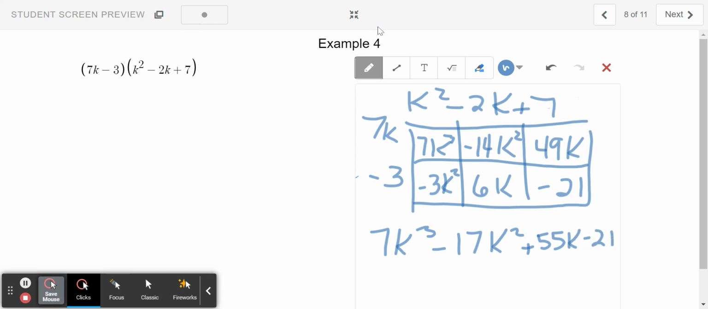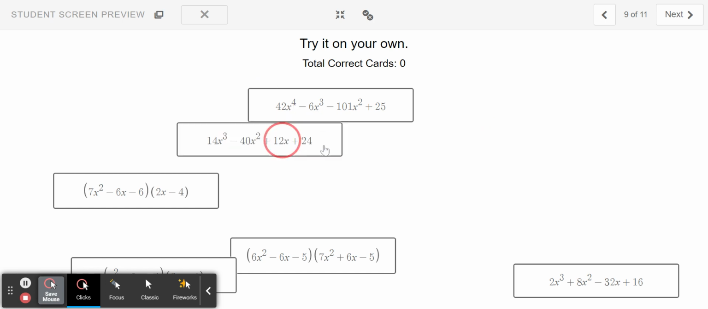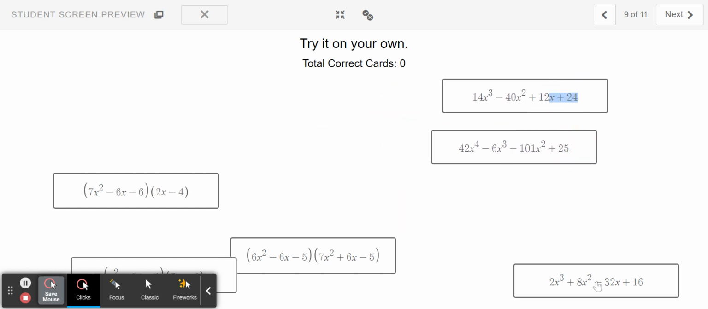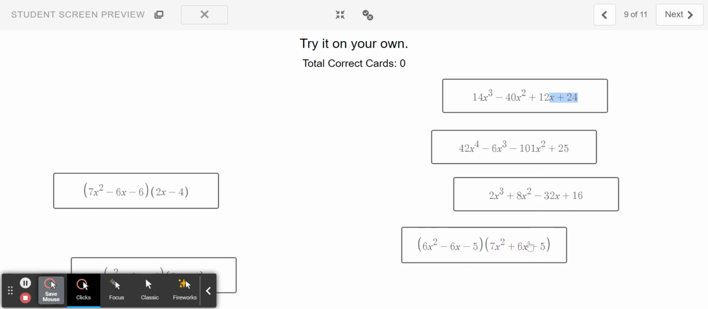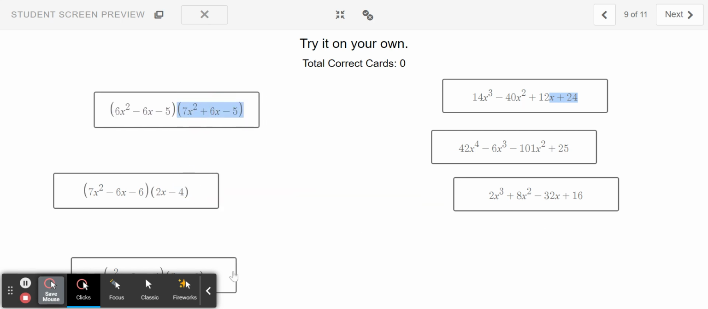All right, so we have another card sort here. This should take a couple of minutes. Remember, the ones with the parentheses are what you're starting with. The ones without the parentheses are your answers. So go ahead and pause and try this out, and then come back and I'll show you the right answers.